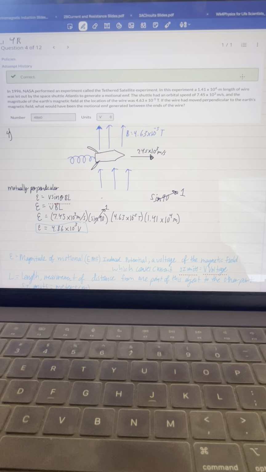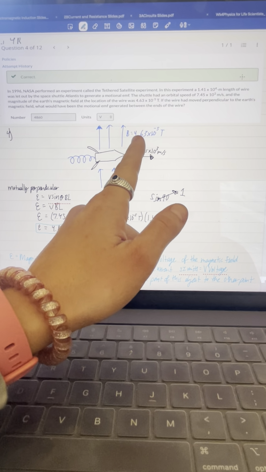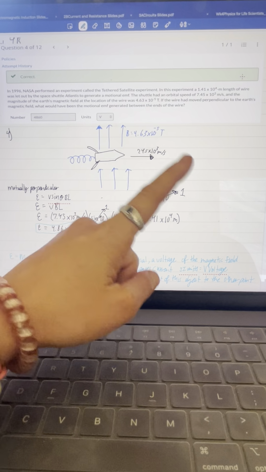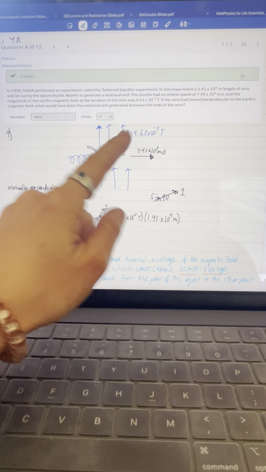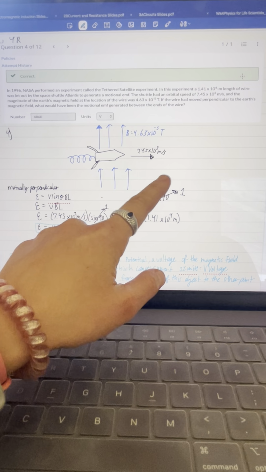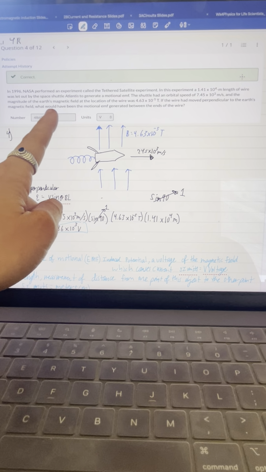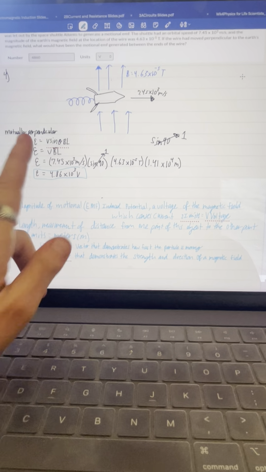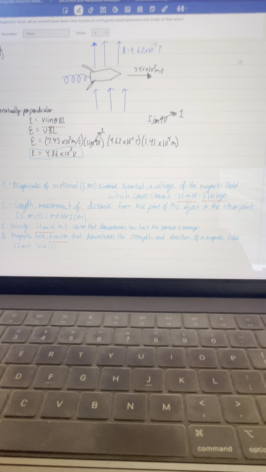So for this problem, I have drawn the rocket. It's moving east. And then this B, which is a magnetic field, would be going north, or going upward to make it perpendicular to wherever this was traveling. And then it's saying that it's traveling at 7.45 times 10 to the 3rd meters per second. And then it wants to know what would have been the motional EMF generated between the ends of the wire. So we're overall going to be solving for this E. So we just have to plug in those values.